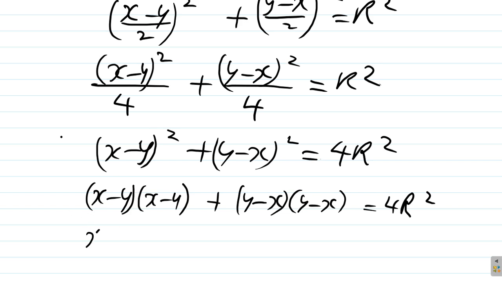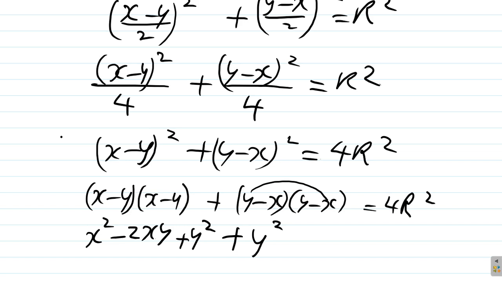So it's x squared minus xy minus xy. That will be minus 2xy plus y squared, right? Plus, we have y by y squared minus xy again. You have minus 2xy times x, negative x by negative x, plus x squared equals 4r squared.